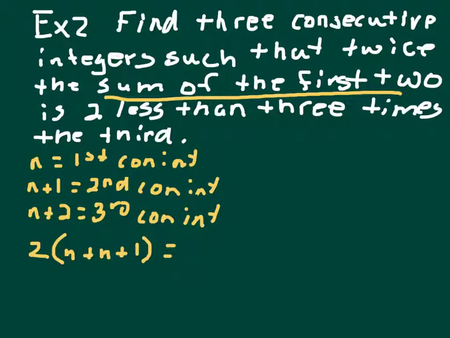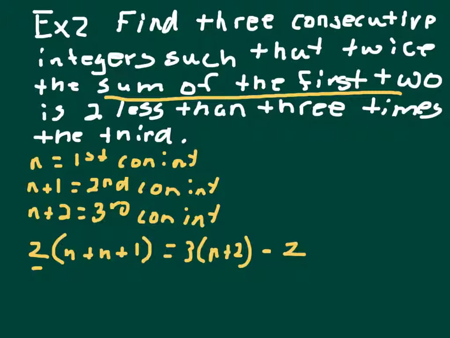Now there's a lot of information in that part of it. Is 2 less, so I'm going to take 2 away from whatever 3 times the third integer is, which is n plus 2. Now I need to simplify this and solve it. Now before we do this, let's just see if this makes sense. Find 3 consecutive integers such that twice the sum of the first 2, n plus n plus 1, whatever that answer is, you're going to take it times 2, that's why I need it in parentheses, is 2 less than 3 times the third one.